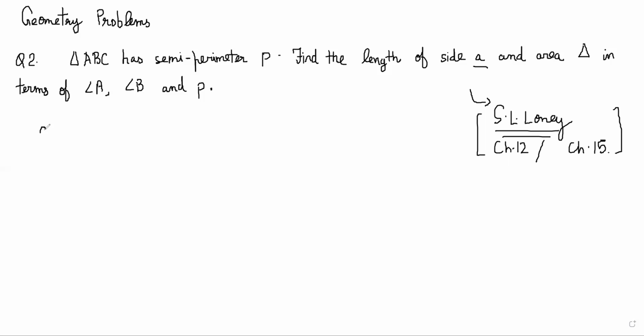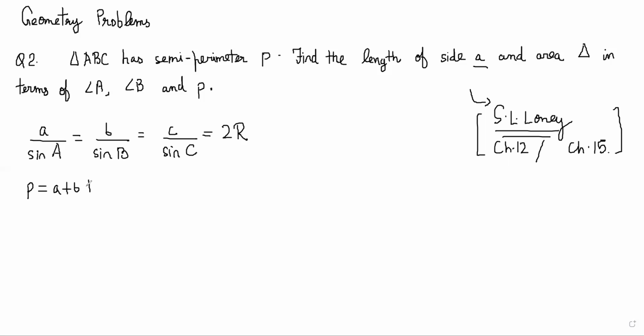We'll do it by using sine rule. So sine rule for a triangle says that a by sine A is equal to b by sine B is equal to c by sine C, and that is equal to 2R, right? And we have here semiperimeter P is equal to (a plus b plus c) by 2, right?